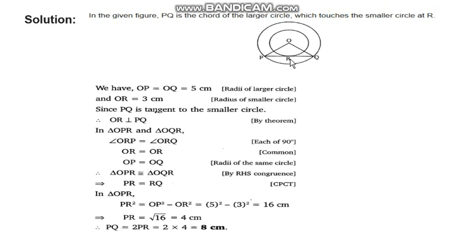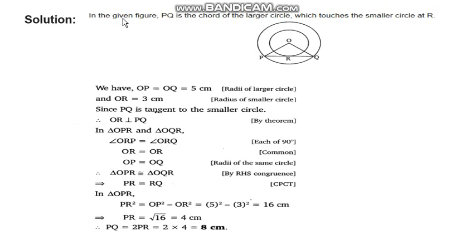If you join the center and this end point of the chord, it becomes a triangle. We join the center of the circle to this end point of the chord, and it becomes a triangle. And if you can see the slide, what is given here in the given figure: PQ is the chord of the larger circle. That length of PQ we need to find, which touches the smaller circle at point R.